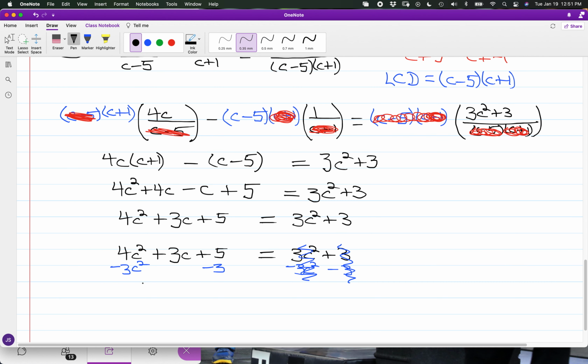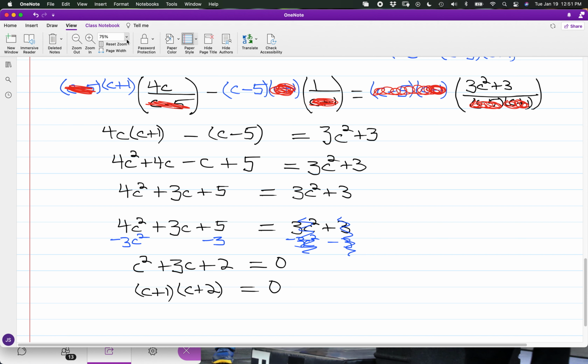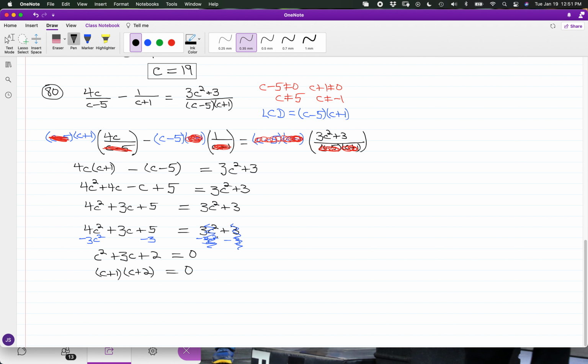So you have 4c squared minus 3c squared, so this would be c squared, plus 3c, and plus 5 minus 3 becomes plus 2, and we have that equal to 0. And looking at what we have upon factoring, we have the quantity c plus 1 times the quantity c plus 2 is equal to 0. And then resorting to the zero product property.